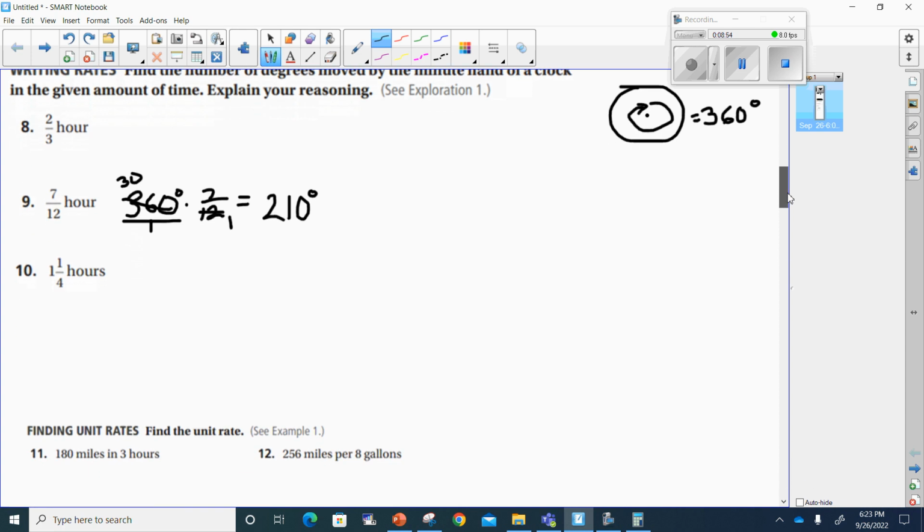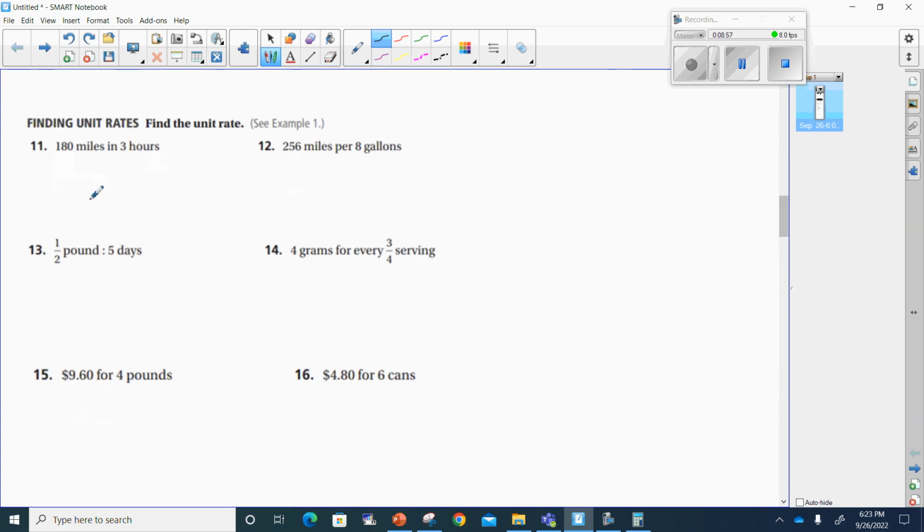All right, you should be able to do the other two with that. We'll go to number 11, find the unit rate. Unit rate always tells us what 1 is. If I do 180 miles in 3 hours, I want to know how much I can do in 1 hour. So I'll take 180 and divide it by 3.